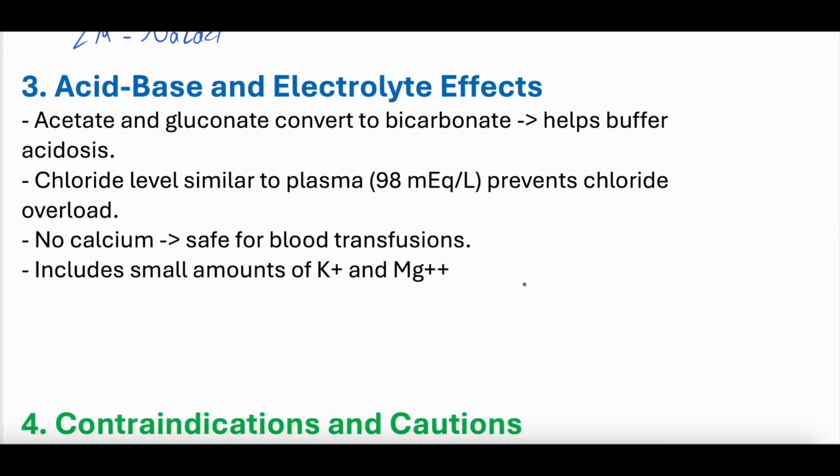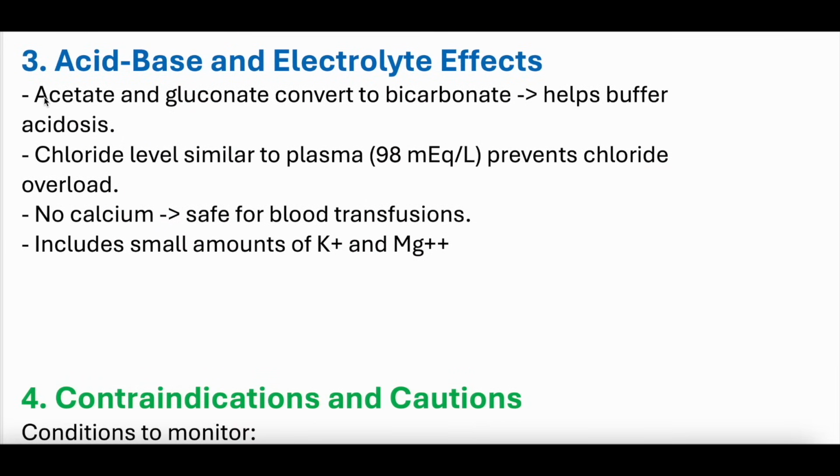Acid base and electrolyte effects, we'll kind of go into this again. So PlasmaLyte has acetate and it has gluconate. And these both by the liver are converted to bicarbonate, right? Bicarbonate is HCO3 with a little negative on top. And this bicarbonate obviously helps buffer any acidosis, because acidosis is hydrogen ions. And those hydrogen ions can then be buffered by bicarbonate through the conversion of gluconate and acetate by the liver.